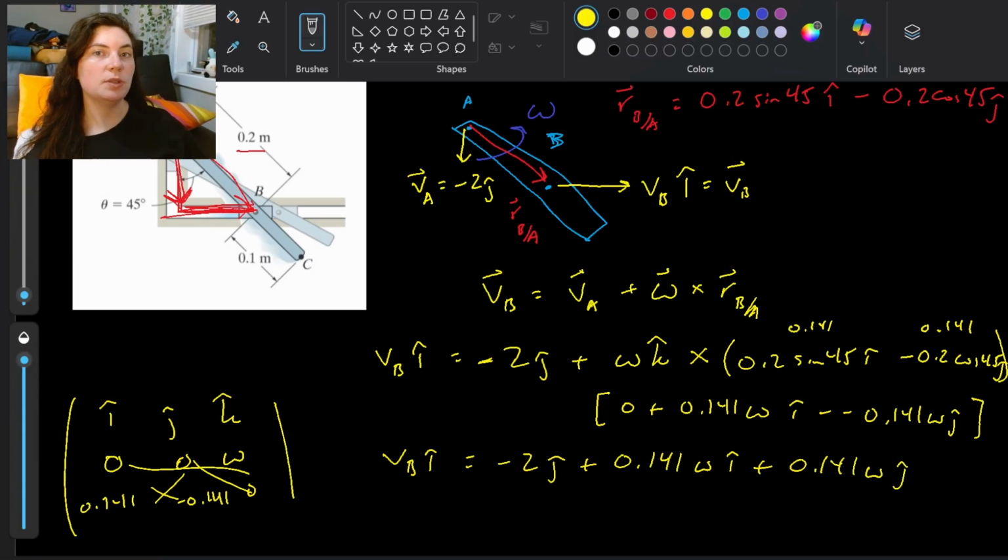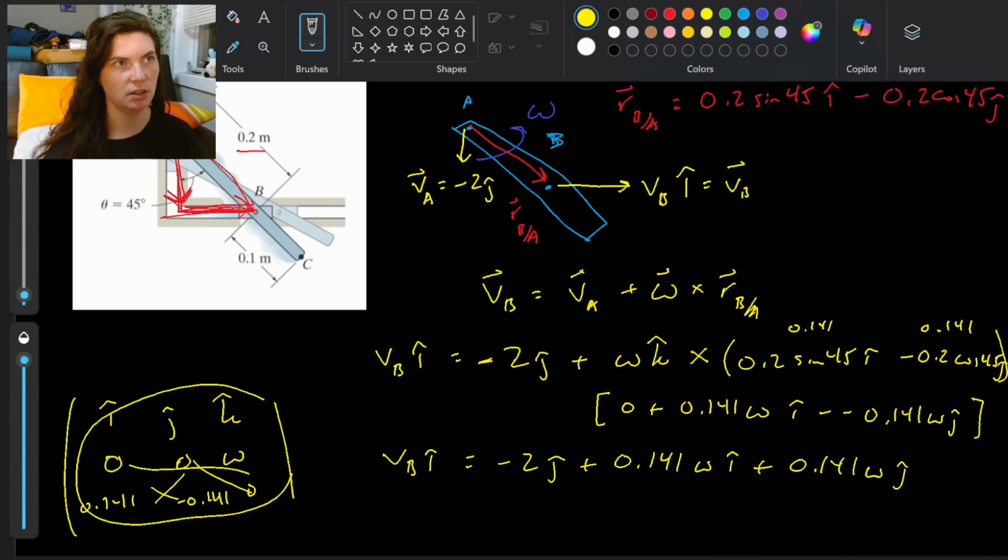Now there is actually a quicker way you can do it if you don't like writing out this whole big cross product thing. We know what the cross products of unit vectors are. These are general known things. Anytime you're taking the cross product of i hat cross j hat, you're going to get k hat. If you're taking j cross k, you're going to get i hat.